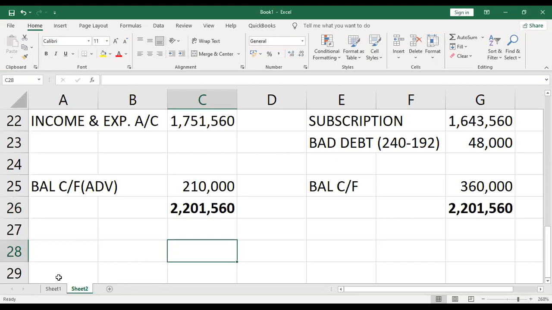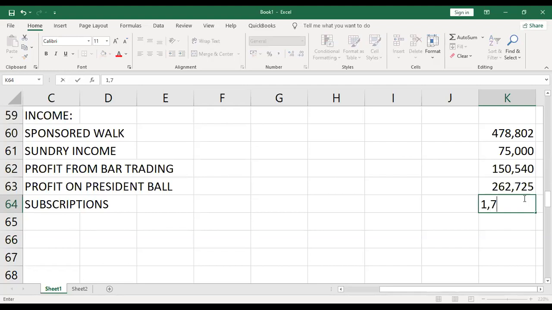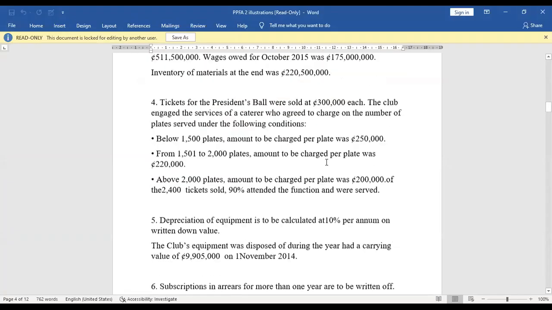Okay, this was a working. So we go back to our main work. So subscription is 1,751,560. Then let's check if we still have any income.